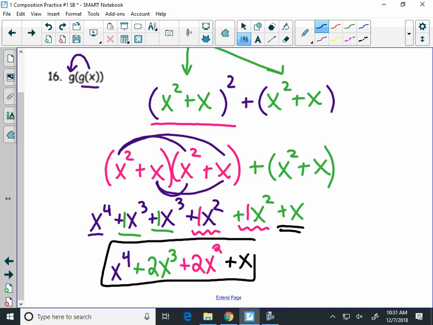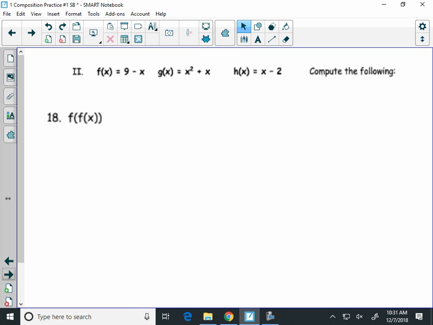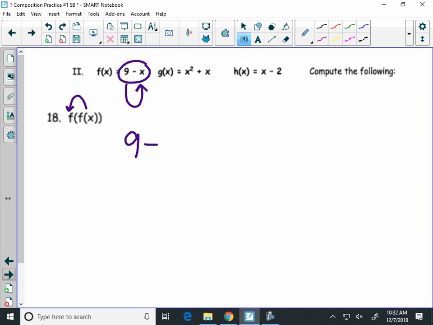That's a tough problem. All right, and finally, we're looking at number 18, f of f of x. Similar to the last one, I'm using the same function twice. The function of f is going into the function of f. So you're going to take this, and it's going to go into x in itself. To start, you have 9 minus whatever quantity you're putting in for x. And since we're putting f into x, you need to write 9 minus x in those parentheses.